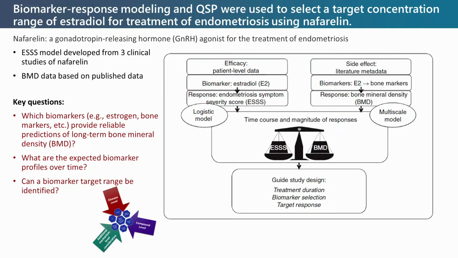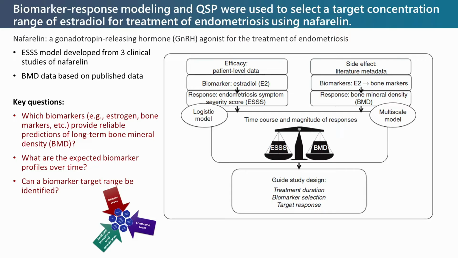ESSS data obtained from 3 clinical studies of naferolin and published data on bone mineral density were used in the analysis. Specifically, the analysis aimed to answer the following questions. What biomarkers, for example, bone markers, estrogen, and so on, provide reliable long-term predictions of bone mineral density? What are the expected profiles of these biomarkers over time? And can a target range for the selected biomarker be identified?